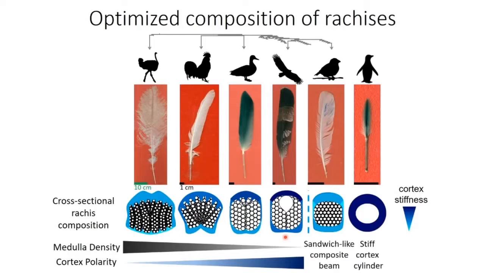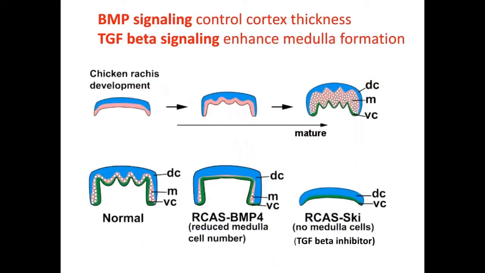While the deformable medullary cells are the traces of the complex rachis development, the variation of QMorph patterns suggests an evolution of the keratin allocation strategy in the feather rachis to overcome the ecological challenges. We further studied the molecular control of cortex and medulla formation in the feather rachis and found BMP signaling can control the cortex thickness, while TGF-beta signaling enhances medulla formation.